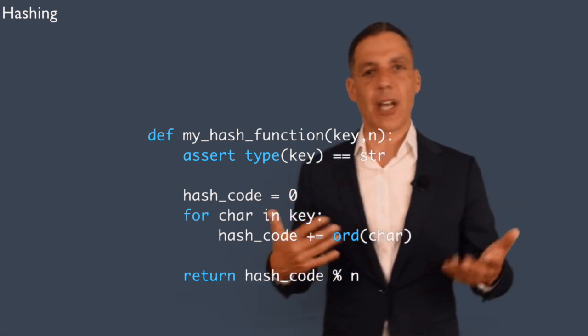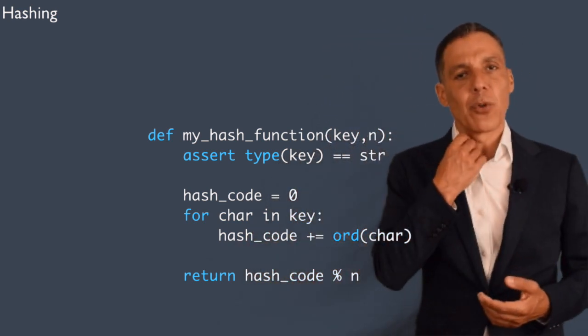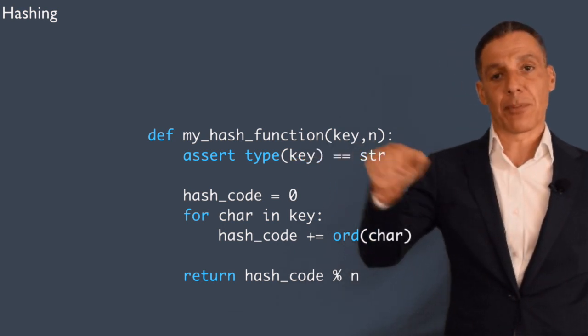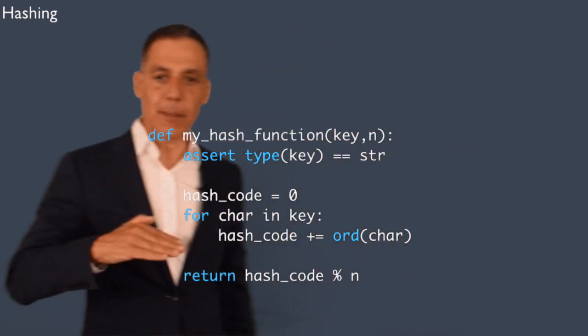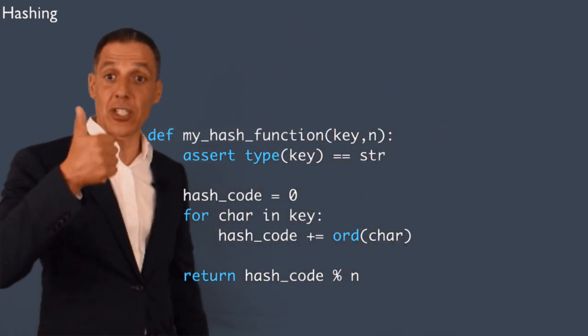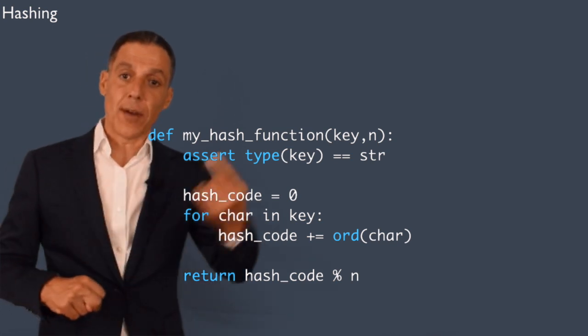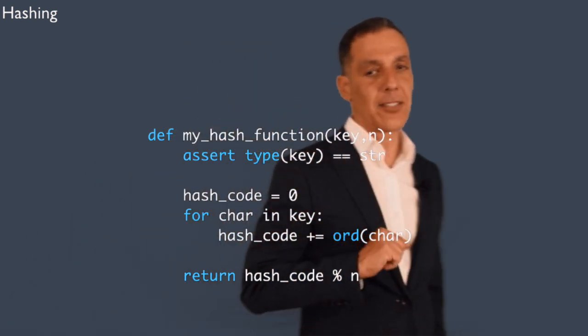We haven't used it up until now because we're not doing formal software engineering, but as a general rule, you should be in the habit of making sure that users pass in the parameters that you think they're going to pass in. Okay, so we've got a string coming in here. My hash code is going to be that index that I return, which will be 0, 1, 2, 3, 4, up until the length of the list minus 1. I'm going to initialize that to 0.